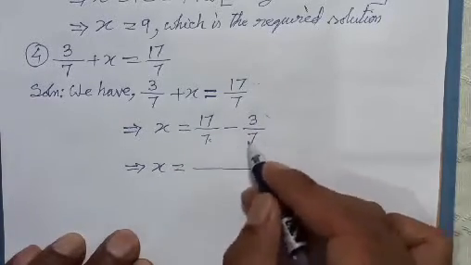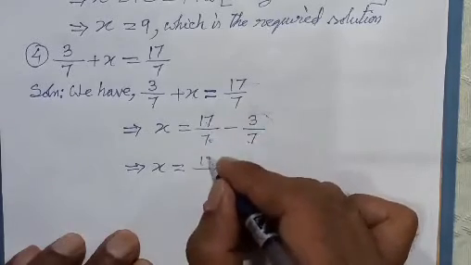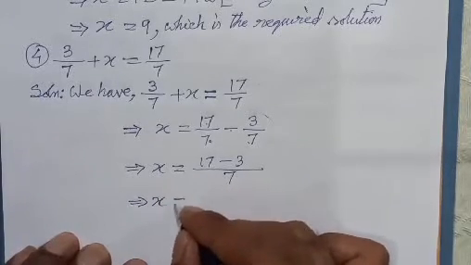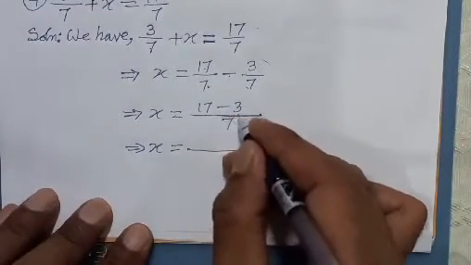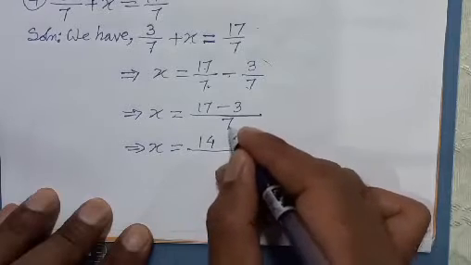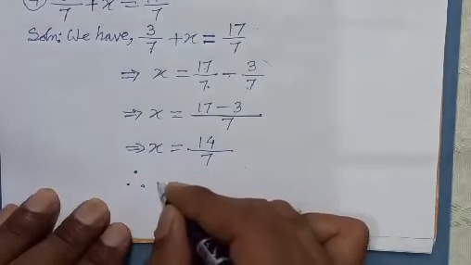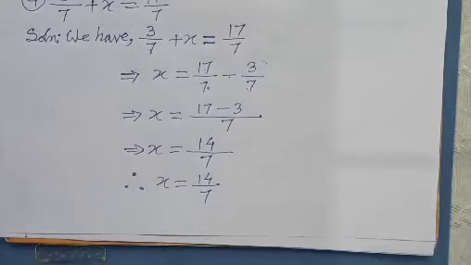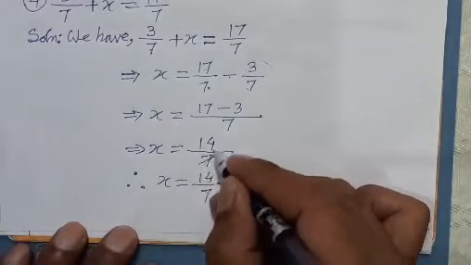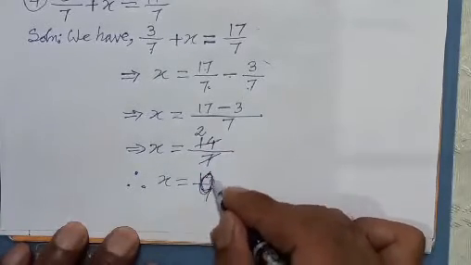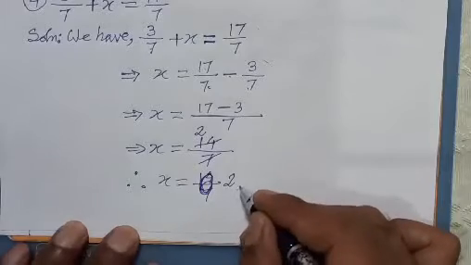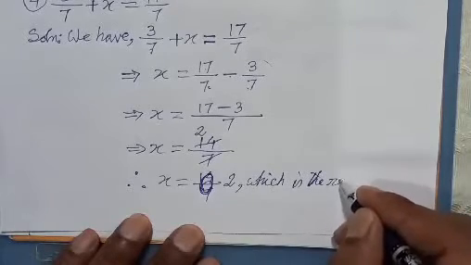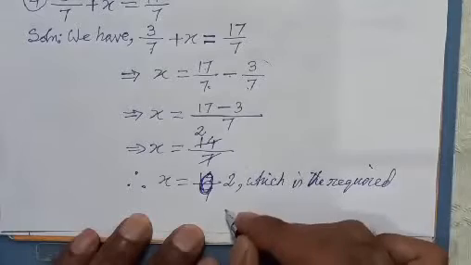17 by 7 minus 3 by 7. Taking the LCM, 7, first the number 17, then minus, then 3. This implies that x is equal to 17 minus 3, which is 14, over 7. Therefore, x is equal to 14 by 7. Here, 7 can divide 14. 7 twos are 14. So the answer is x is equal to 2, which is the required solution.